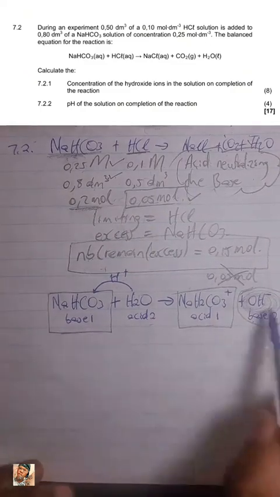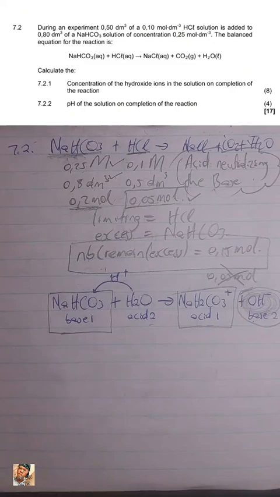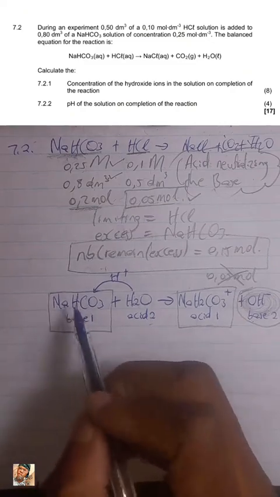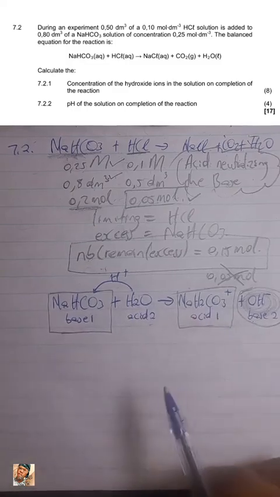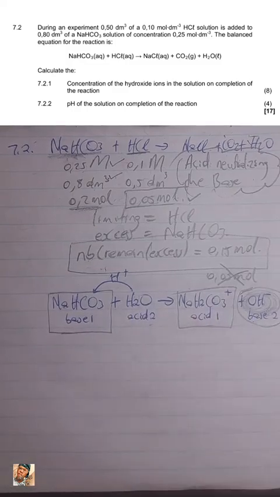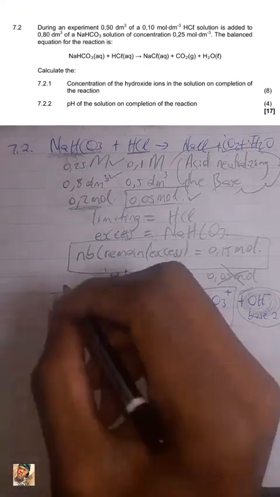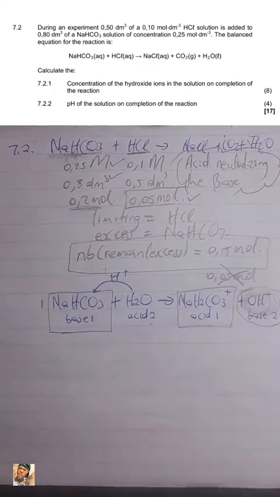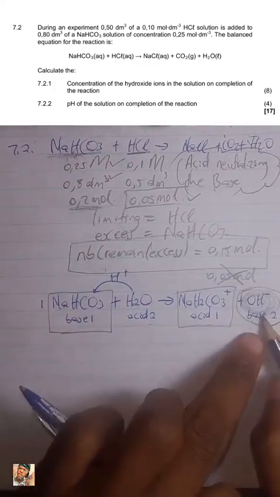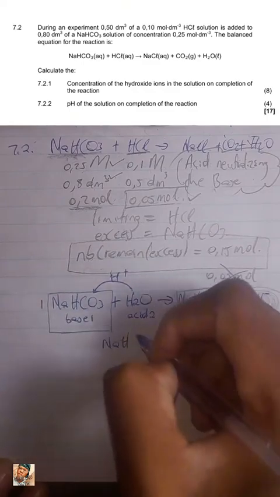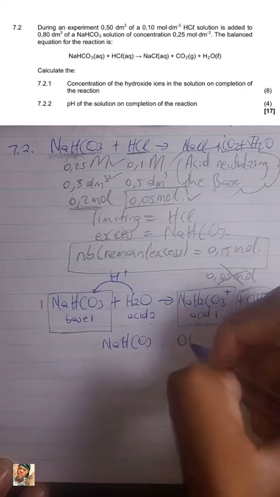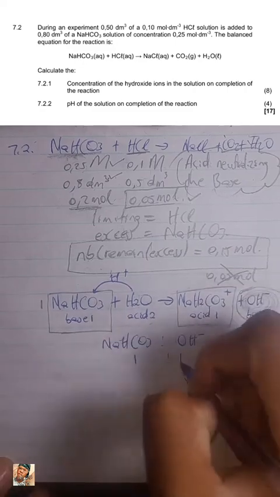So the ratio of all of this is 1:1. We have sodium hydrogen carbonate reacting with water to give us the conjugate acid plus the hydroxide ion. Look at the ratio. The ratio of the base here is 1:1, so the ratio of the base to hydroxide ion is 1:1. So we have NaHCO3 to OH minus, and the ratio is 1:1.